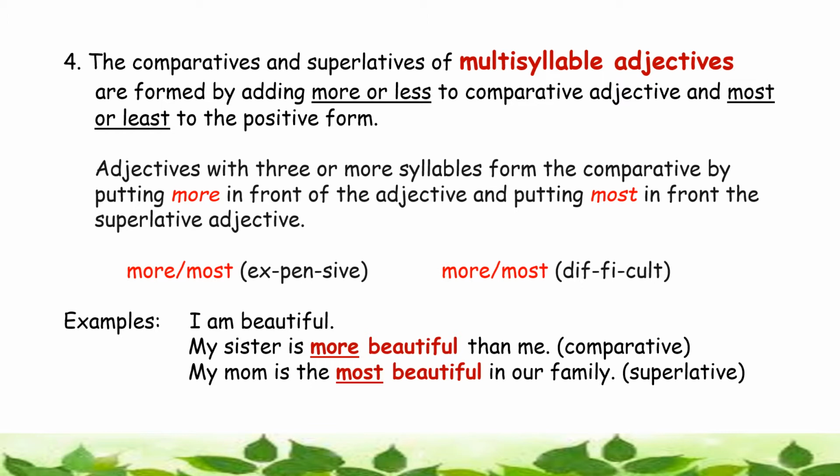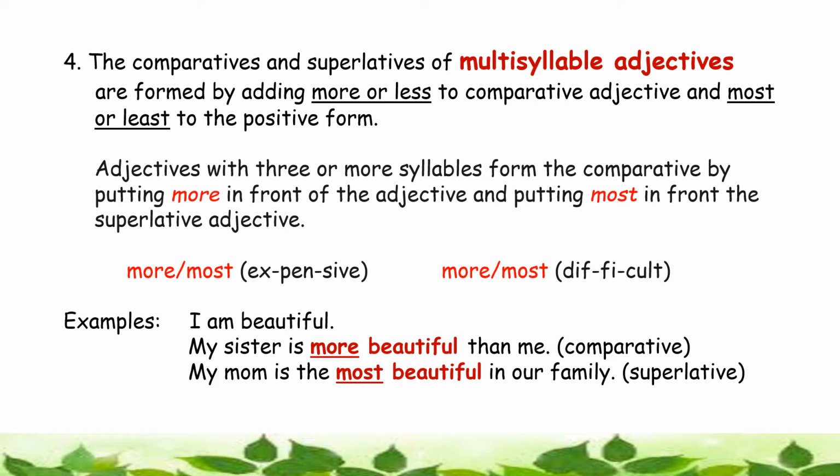The word expensive is a 3-syllable adjective: ex, pen, sive. For the comparative, we add more: more expensive. And for the superlative, we use most expensive. So we put most in front of the superlative adjective. Another word is difficult. This is again a 3-syllable word. So comparative, more difficult, superlative, most difficult.